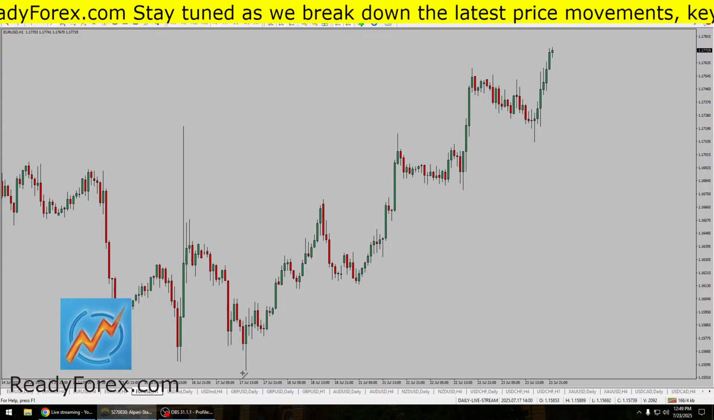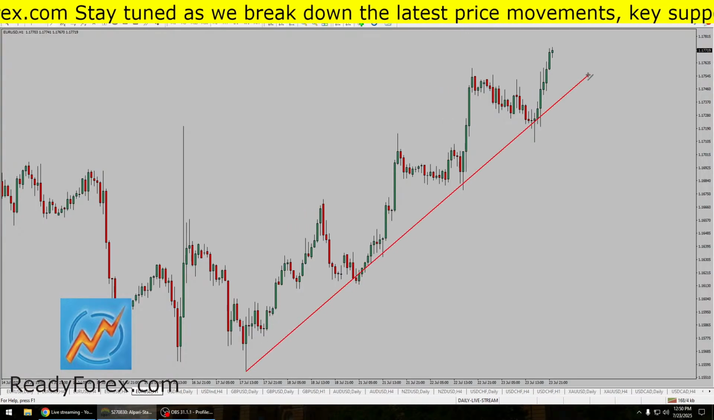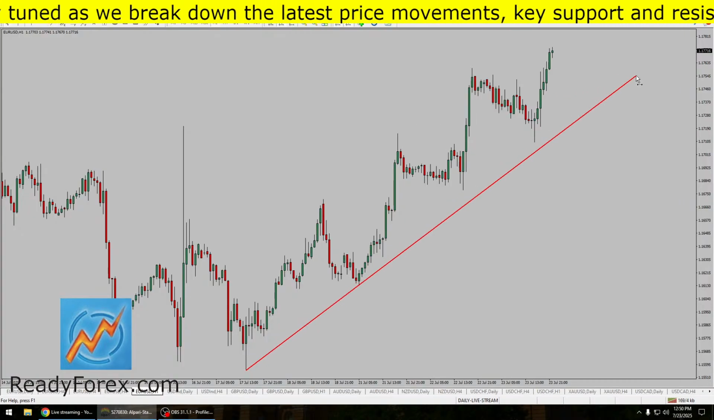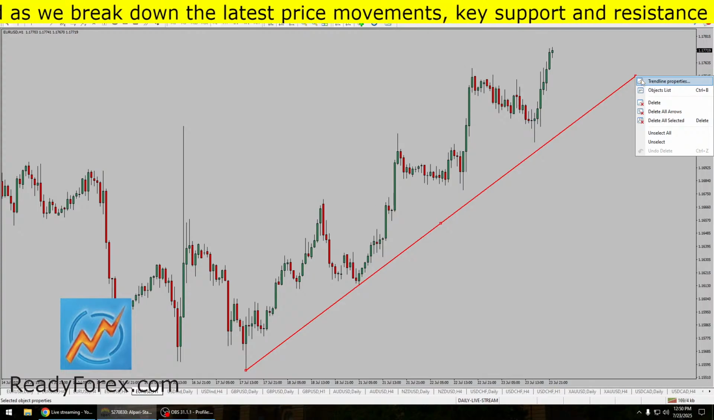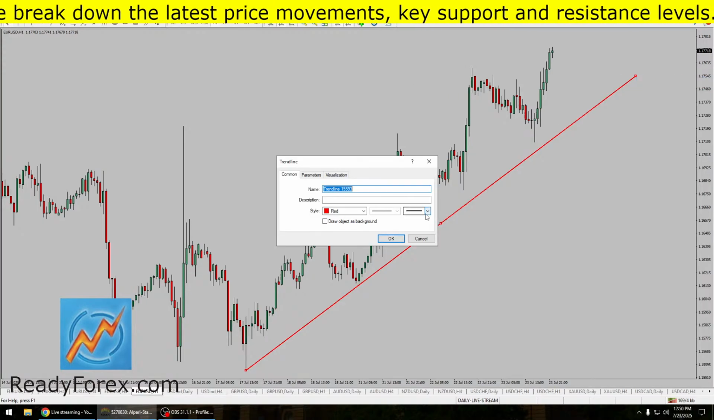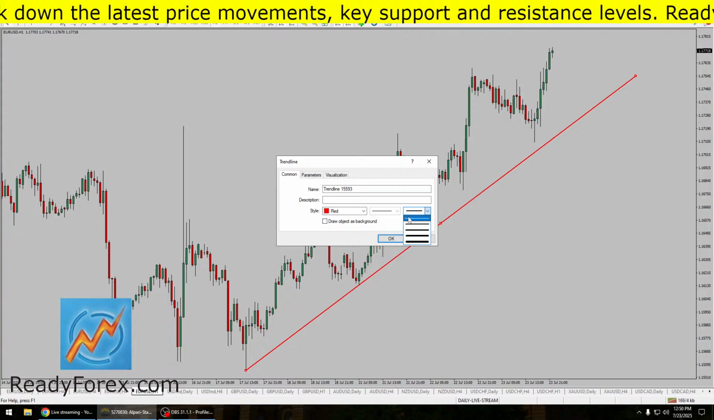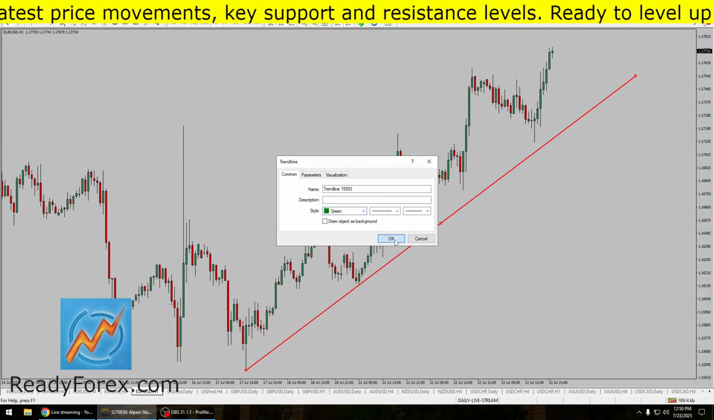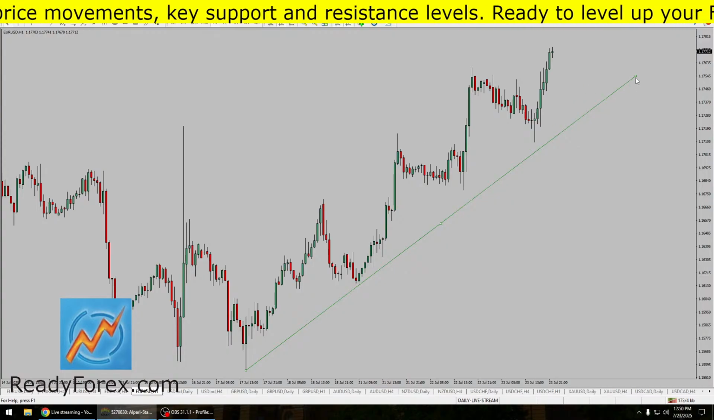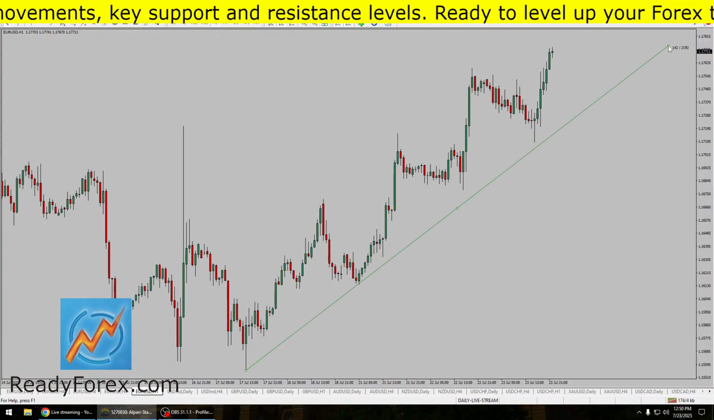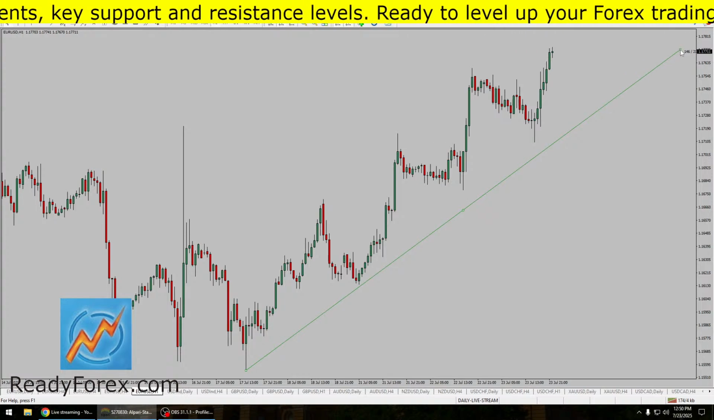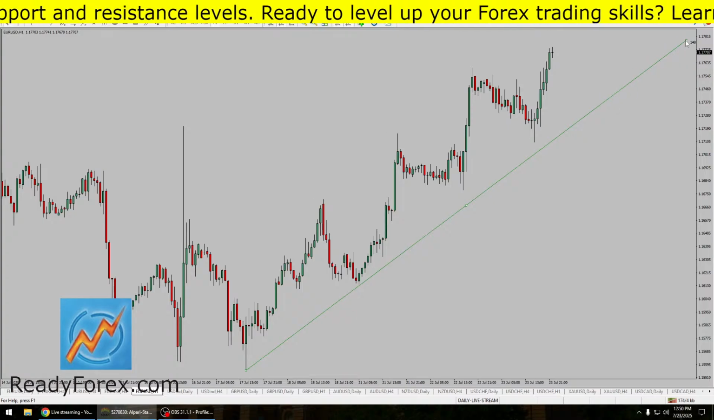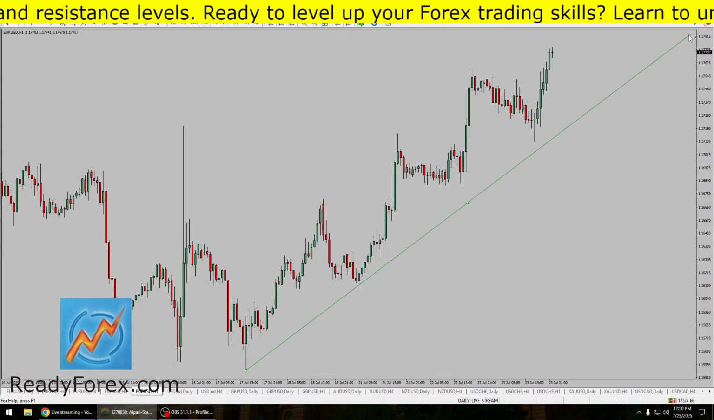We can draw a simple trend line over here. Let me change the color of this trend line. So right now at this point in time, we got this nice bullish trend line, and price action is moving up as well at the same time.